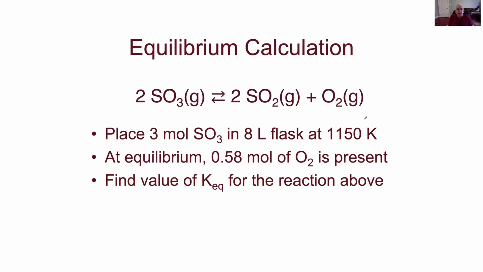First up says we have an equilibrium here, right? It's got SO3, sulfur trioxide, in equilibrium with SO2 and oxygen, all right? It says if we put 3 moles of SO3 in an 8-liter flask at fairly high temperature, 1150 Kelvin, we let that equilibrate. So we let it react until the concentrations are no longer changing. And this says we have some way of measuring the amount of oxygen that's in the flask at the end, and it says it's 0.58 moles, okay? And our task is to find the value of the equilibrium constant, KEQ, for that reaction, okay?